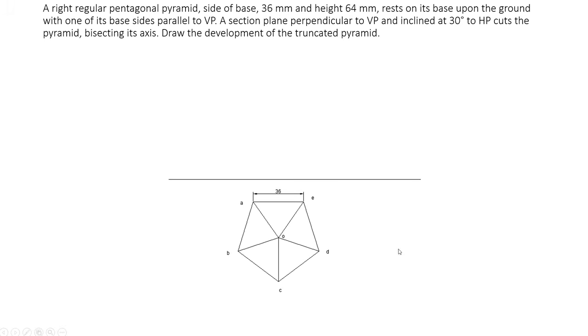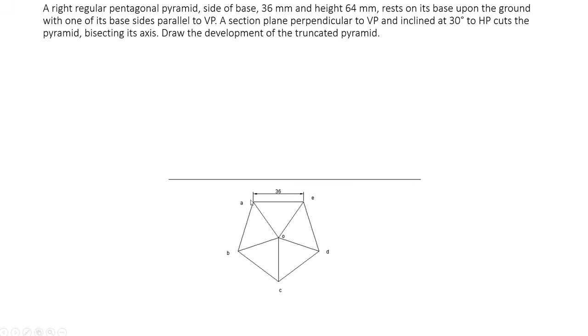So since the object is a pentagonal pyramid and since one base edge is parallel to VP, draw a reference line and draw a line parallel like this. You have to draw a pentagon with one base edge parallel like this. Now for a pentagon, included angle is 108 degrees. So in that way you can construct a pentagon. Take 108 degrees from here, draw another line, so 36 mm line. So in that way you can construct a pentagon with one base edge parallel.